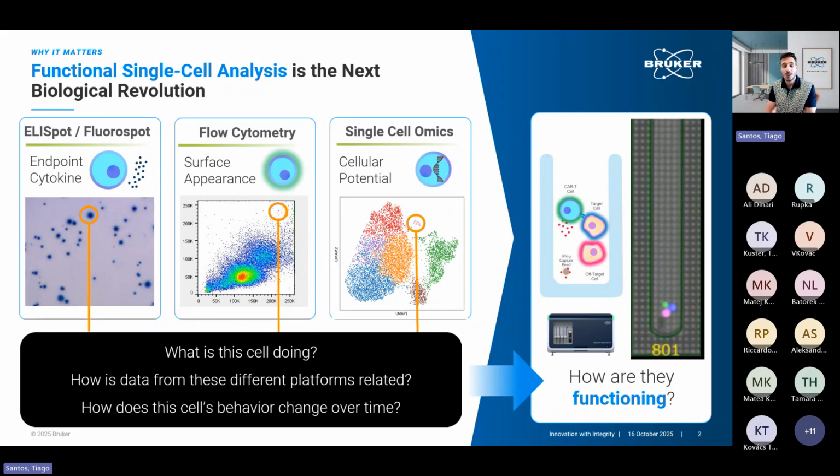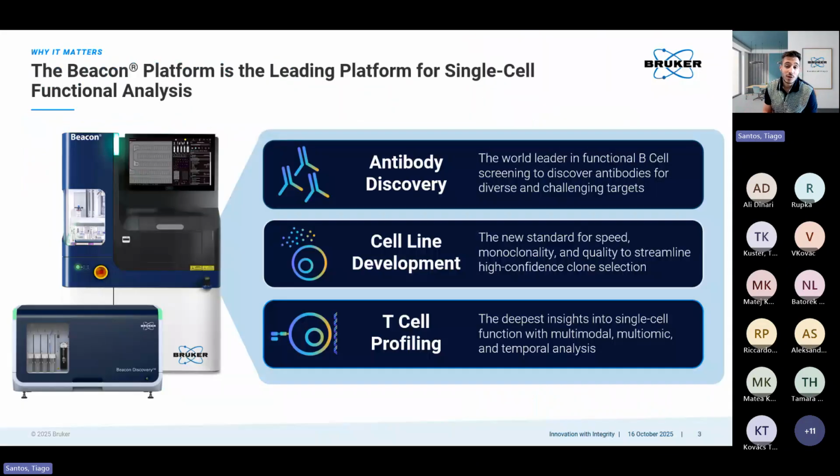I will show you as well other functional assays and really the data that you can get out of the Beacon in this type of assays. But as I mentioned, Beacon is really leading when it comes to single cell functional analysis in very different applications. So in antibody discovery, which I also will mention during this presentation, it's the world leader really when it comes to functional screening of B cells and finding those antigen-specific antibody secretions, even for hard targets, in a very reduced timeline. And it also provides you multiple functional screenings to profile those antibodies.